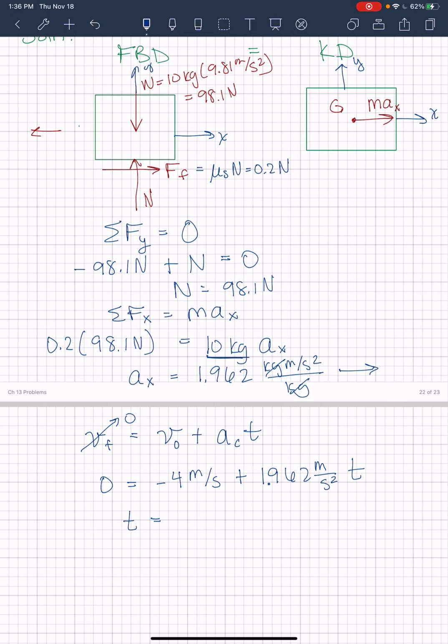And so we end up getting time is equal to 4 meters per second divided by 1.962 meters per second squared. Those cancel out, and we just end up getting seconds. And we get 2.04 seconds. And that's that.